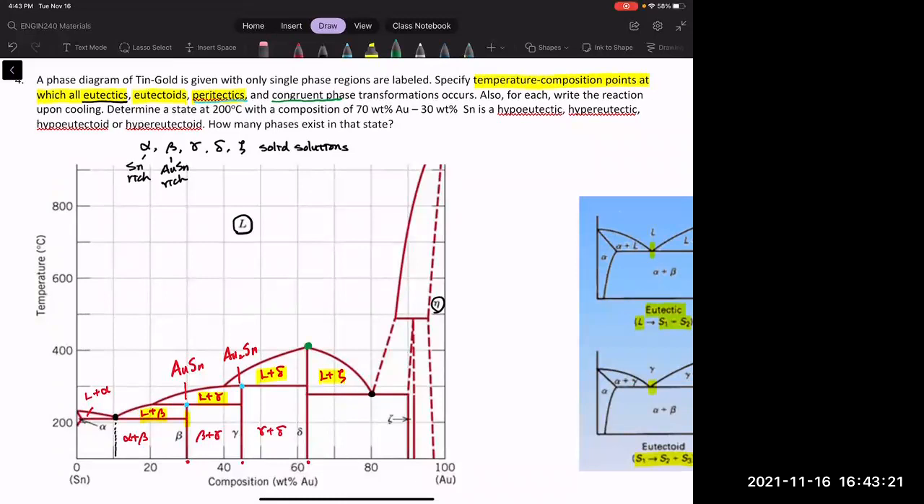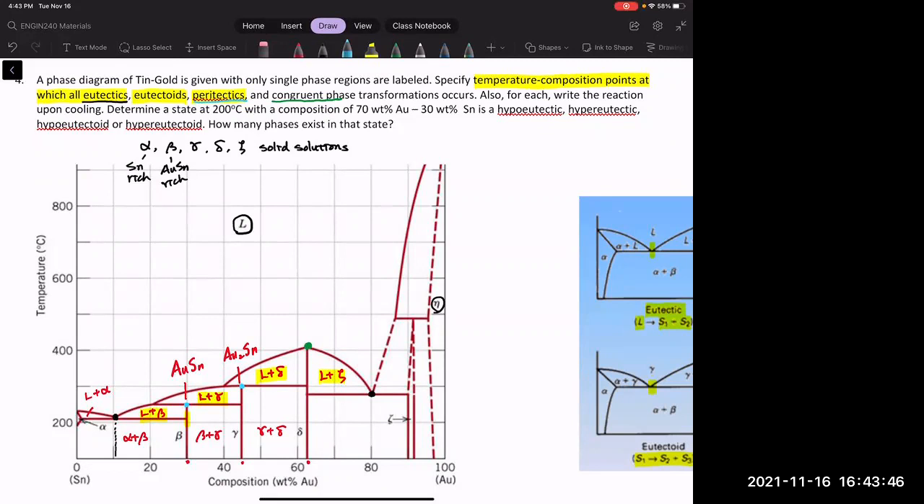So what about the hypo and hyper eutectic and eutectoid? Okay, yeah, that's the next question. You look at the question, they say determine the state at 200 degrees Celsius and a composition of 70% gold to 30% tin, right? So let's find where that point is.